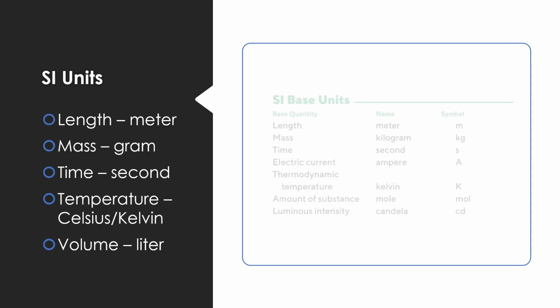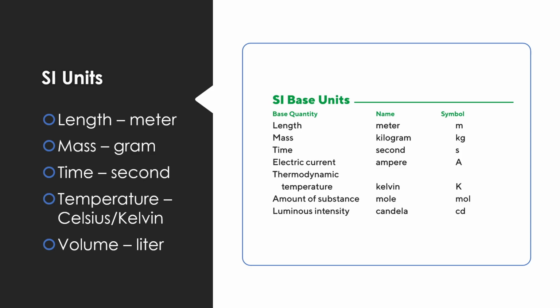So you have base units, which is length, mass, time, temperature, and volume. Now, the units I have on the left are a little different from the units that you see in the graph, and that's because for chemists, we're generally talking about grams, and we're generally measuring things in Celsius. But when we talk about the base units, for length, it's the meter. For mass, it's the kilogram. For time, it's the second. For temperature, it's Kelvin. And then you have derived units like volume, which is the liter.